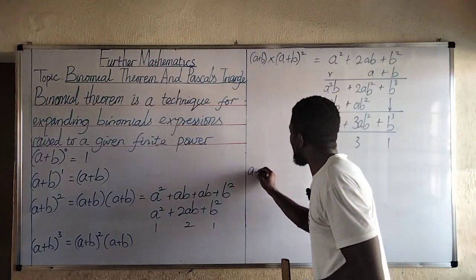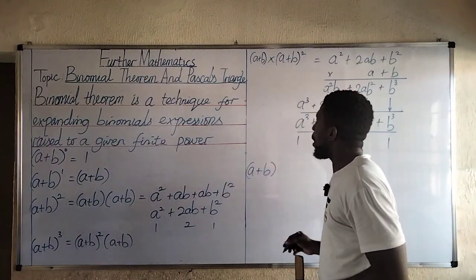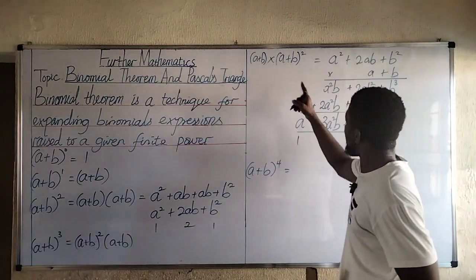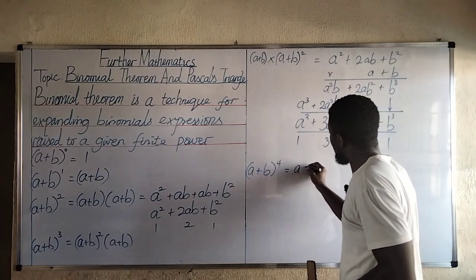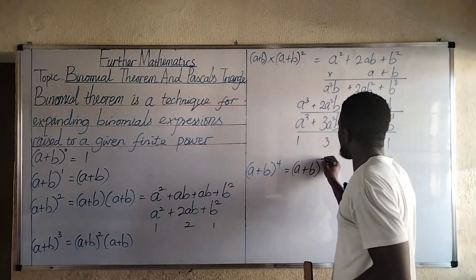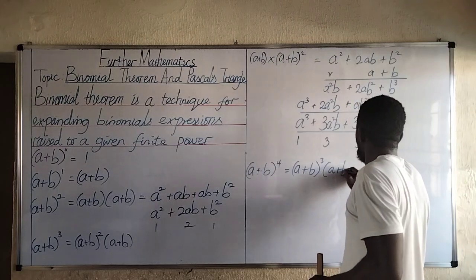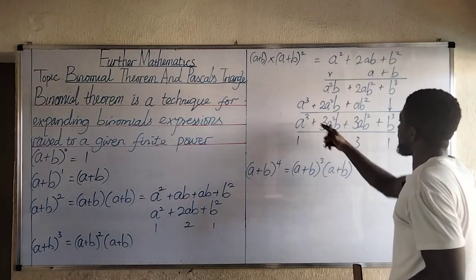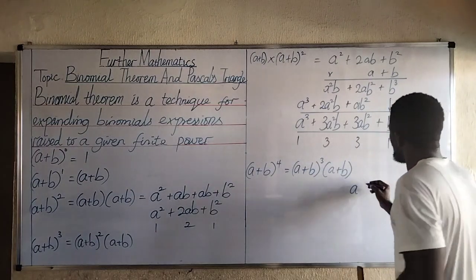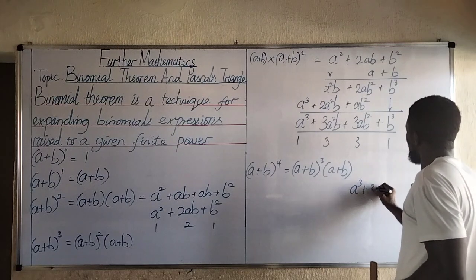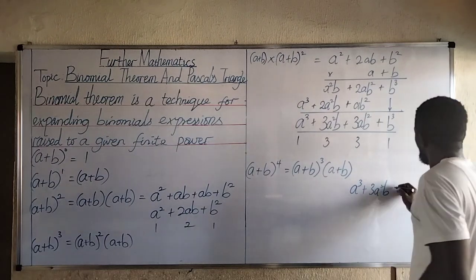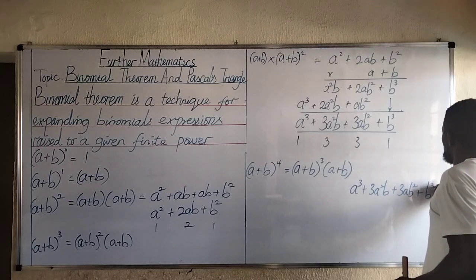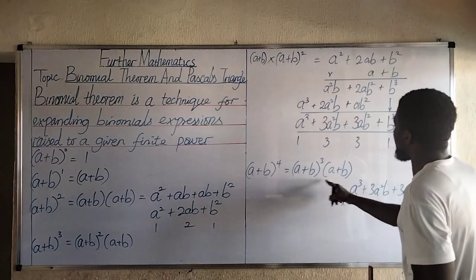Let's assume that we have a plus b, another binomial expression, all raised to the fourth power. So what does this mean? This simply means a plus b raised to the power 3 multiplied by a plus b. Okay, and we have our a plus b all raised to the third power to be written here: a raised to the power 3 plus 3a squared b plus 3ab squared plus b raised to the power 3. So this is to be multiplied by a plus b.